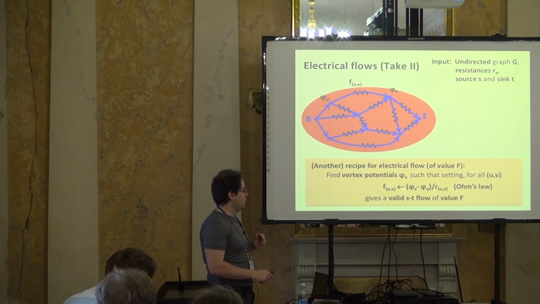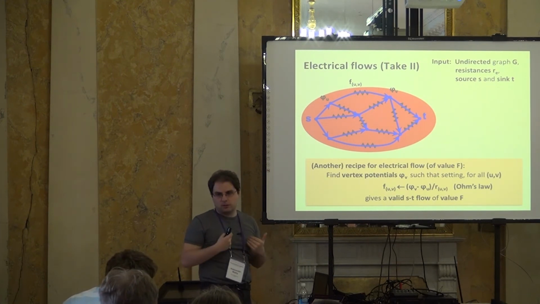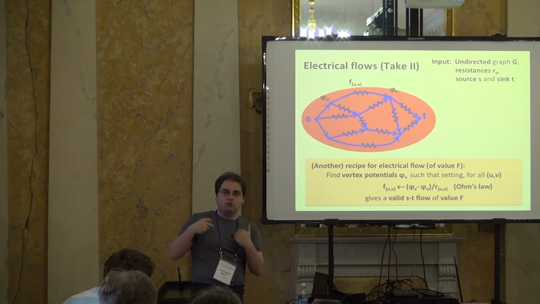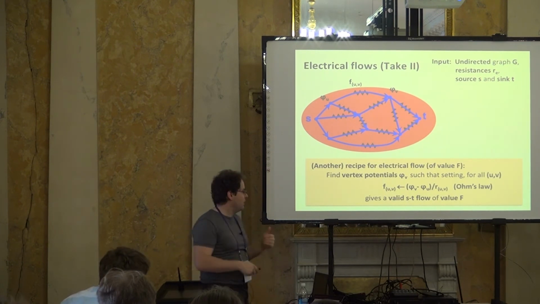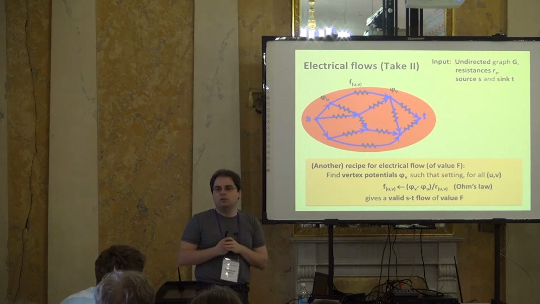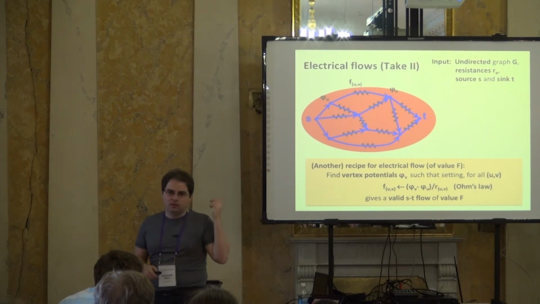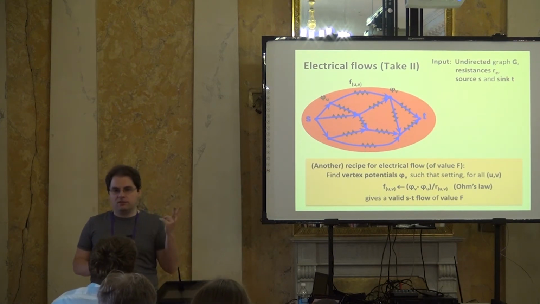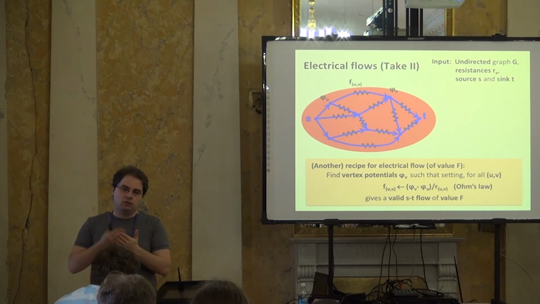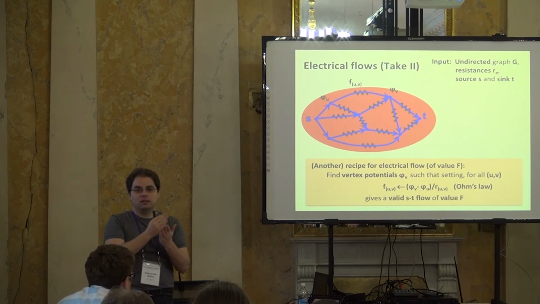For every setting of this potential phi, we have n degrees of freedom, and there is a flow that it induces. But not all the flows can be induced by vertex potentials. In particular, there is only a unique ST flow of value f that can be obtained this way, and that's exactly the electrical flow. The flows have m degrees of freedom, potentials have n degrees of freedom. So this is smaller, and you are not able to get all the flows. The one unique valid ST flow that you get via this recipe is exactly the electrical flow.